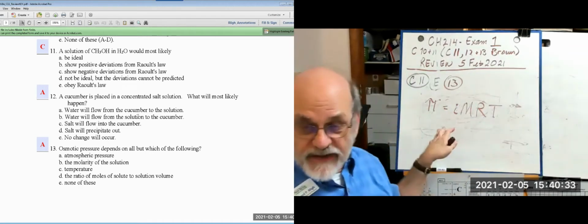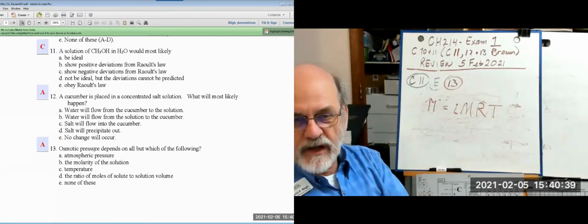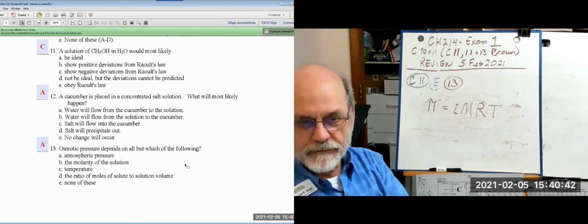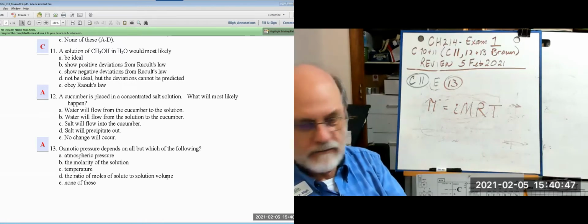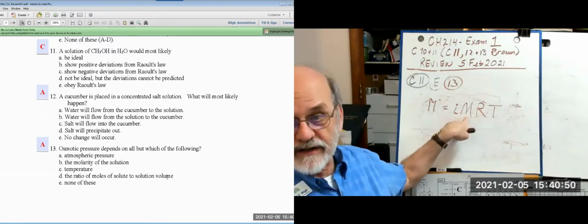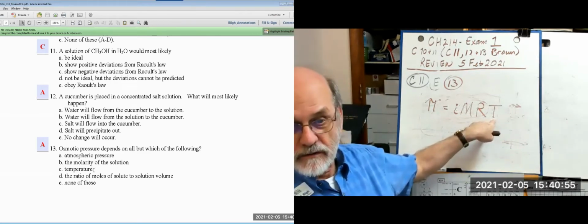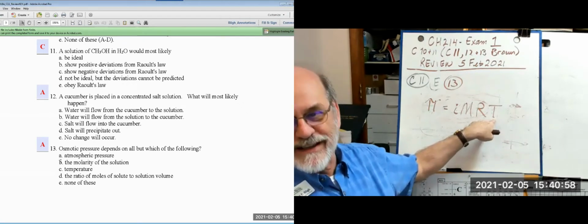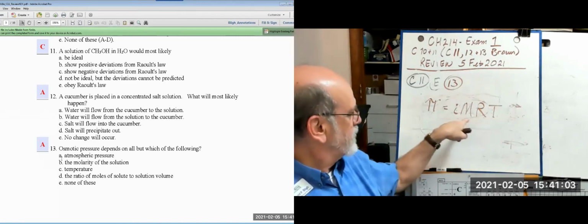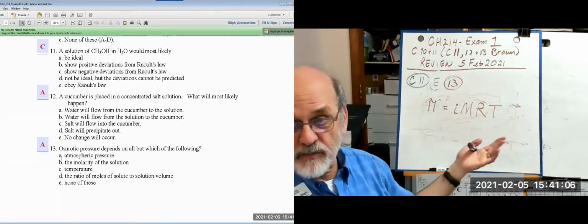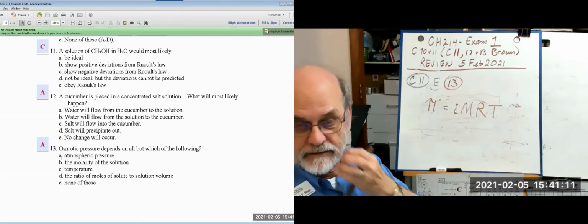Okay, so now let's look at this and say, which one of these is true? Osmotic pressure depends on all but which of the following? Well, let's start from the bottom. The ratio of moles of solute to solution volume. Right there, molarity. That's true. Temperature. There it is. That's true. Molarity of the solution, that's another way of saying D. B and D are identical. Atmospheric pressure. Is there any place in there that has pressure? No. So A is the one that doesn't fit.